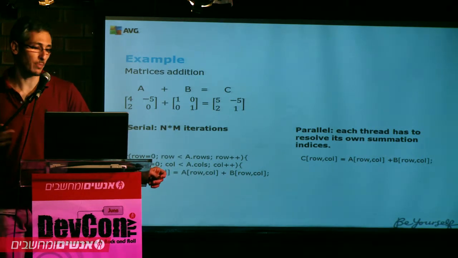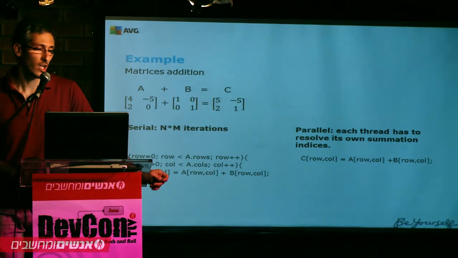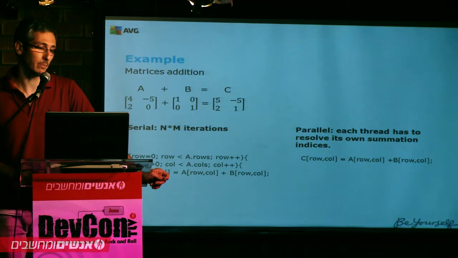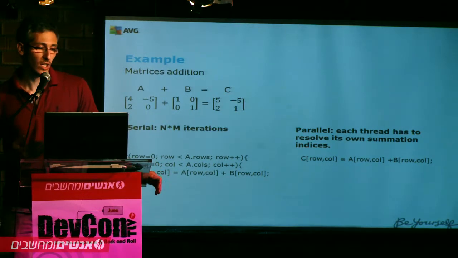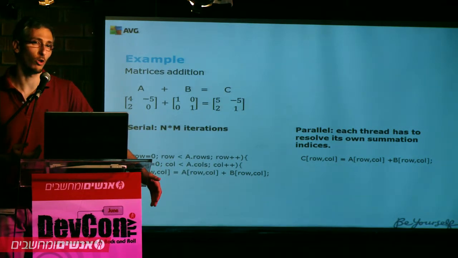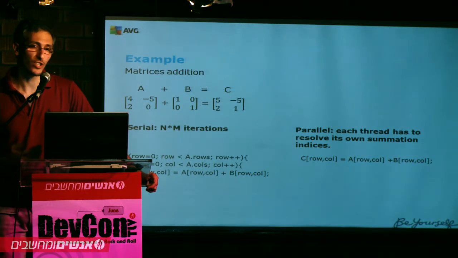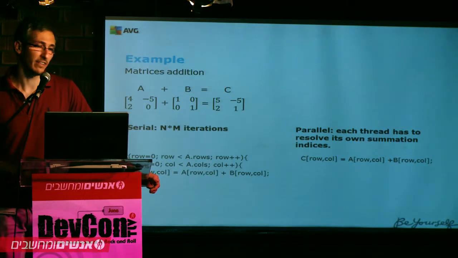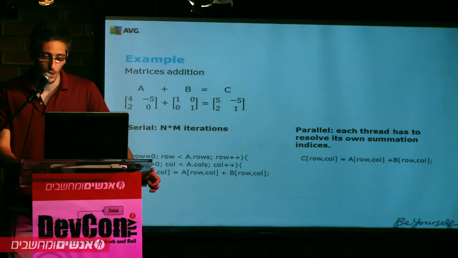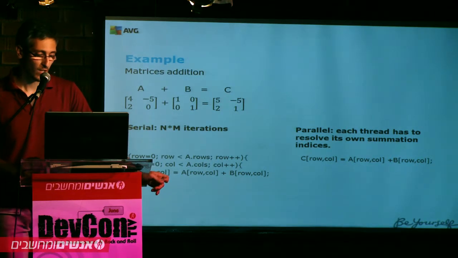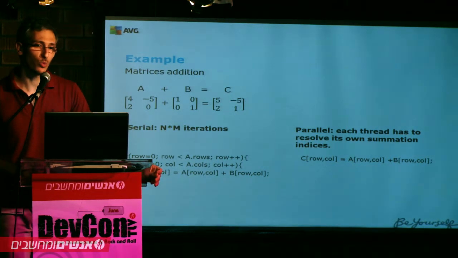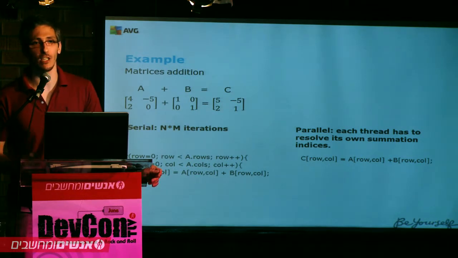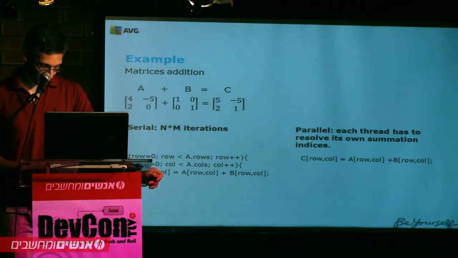On the CPU in the serial world, you will probably use two for loops, one going over each of the matrix rows and another loop which will scan the matrix columns. In each iteration, you are going to calculate a single element. In the parallel world, you would have many threads, each one responsible for a single element within the matrix.